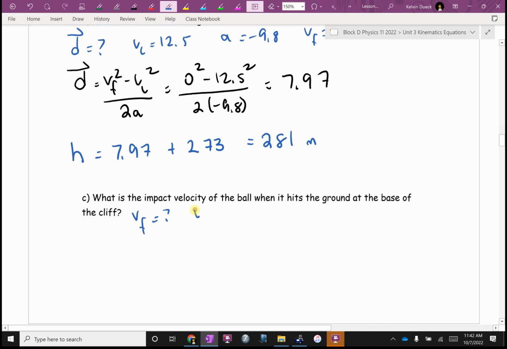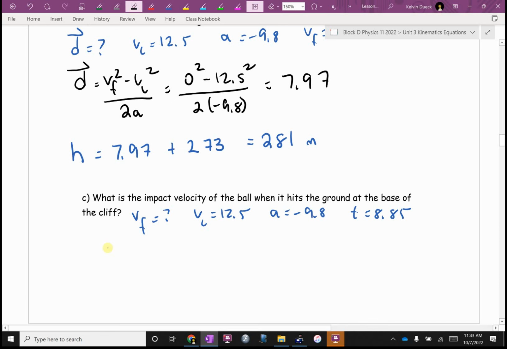VI, I think, is still 12.5. Yes? A is still negative 9.8. Oh, T is 8.85 still, because that 8.85 seconds was when it hit the ground. Aaron, which equation? By the way, Aaron, can you see as long as some time has elapsed and there's gravity, V final can never be 0 because you're going to go something times something. There's no way you can get a 0 as an answer. Okay?